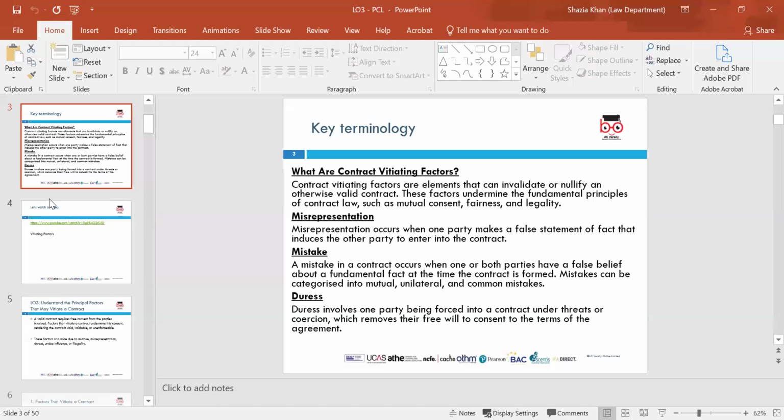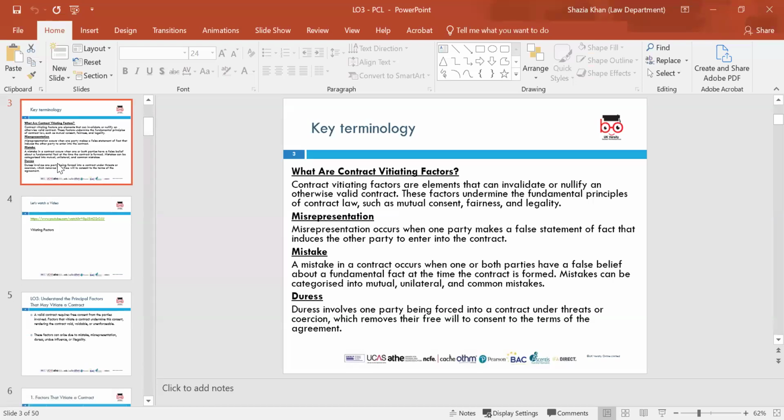So key terminology for Learning Outcome 3, what are the contract vitiation factors? And these are elements that can invalidate or nullify a valid contract. So, when present, they can render a contract void or voidable, allowing the affected party to rescind the agreement or seek remedies.